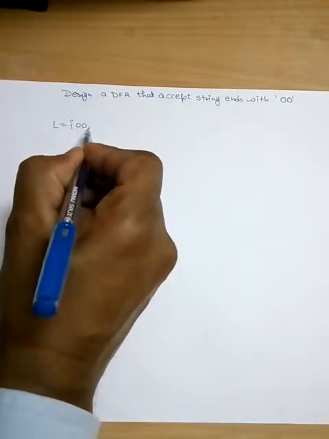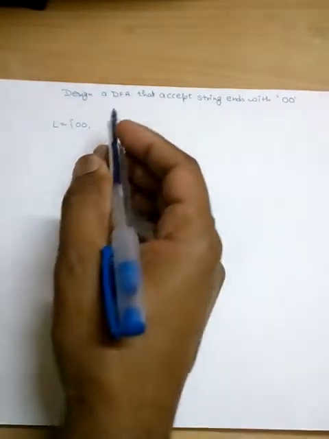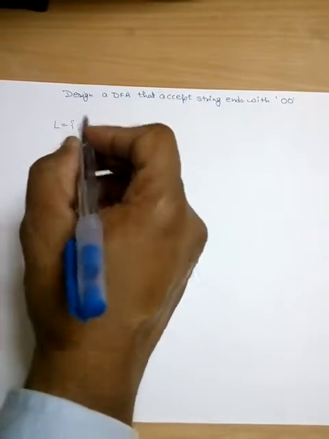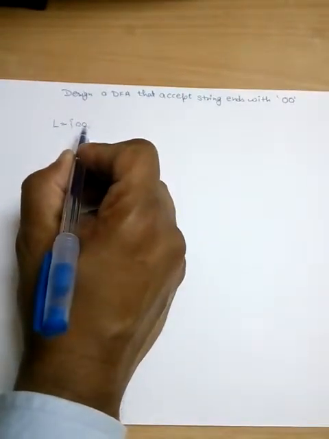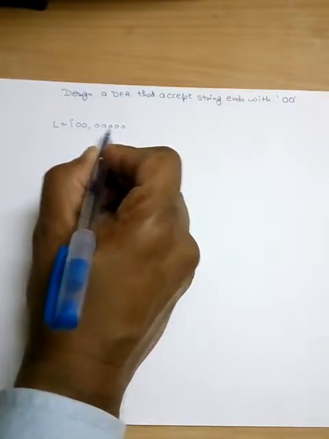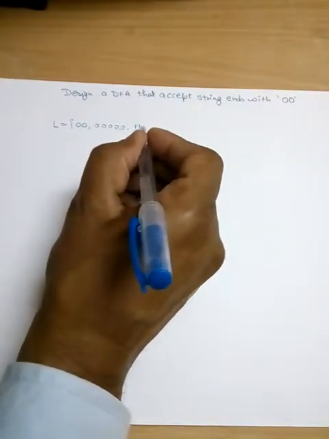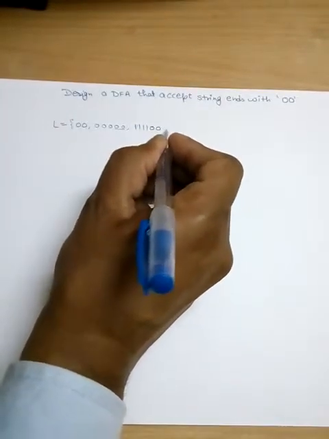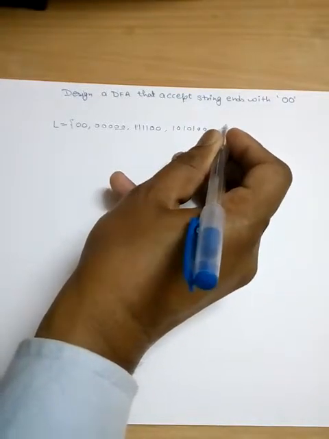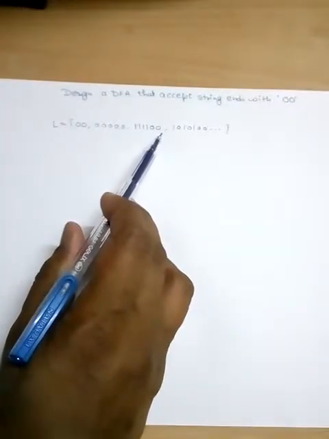So always we have to find out the minimum string which can be part of the language, and for this we will design the DFA. This minimum string will help you to design the basic skeleton of the DFA. So 00 will be the minimum string which belongs to the language, and any number of 0s will be accepted because the last two digits are 0. Any number of 1s followed by 00, and any combination of 1 and 0, but the last two positions always 0. So such types of strings will belong to the language.